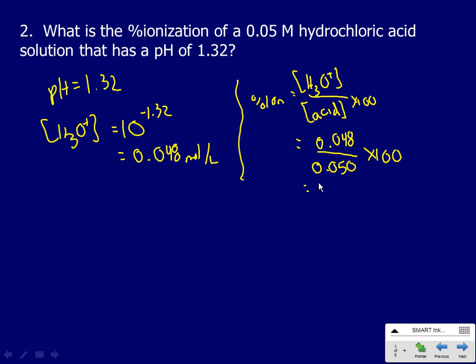Jenna? 96%. Okay? So the pH gets us the H3O plus, which then gets us the percent ionization.